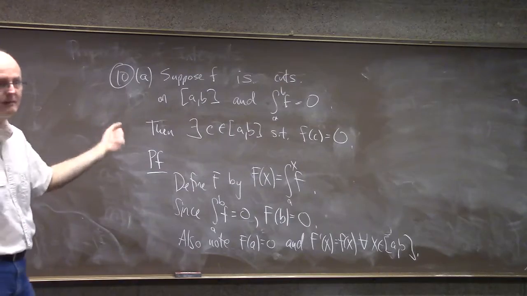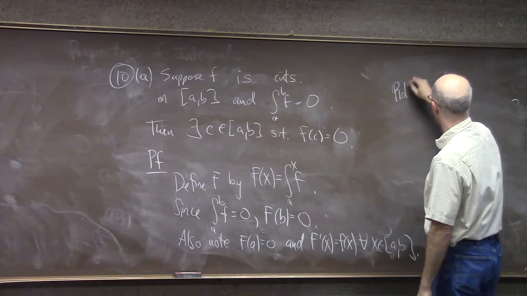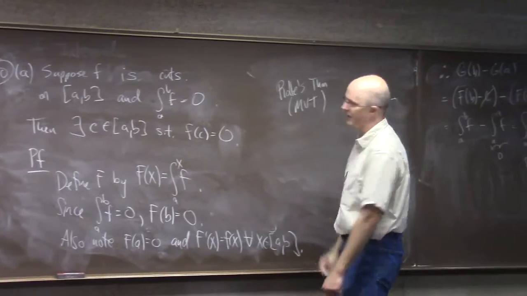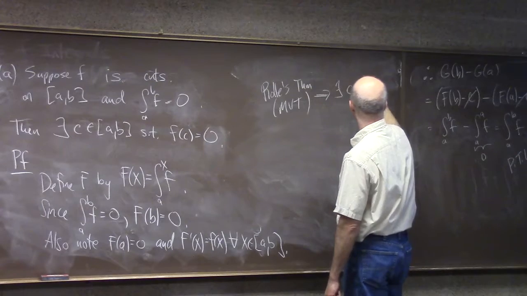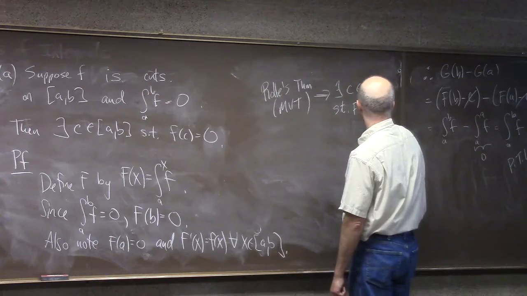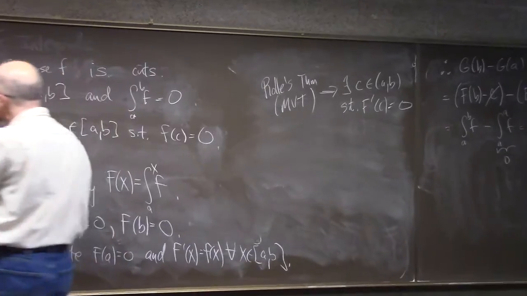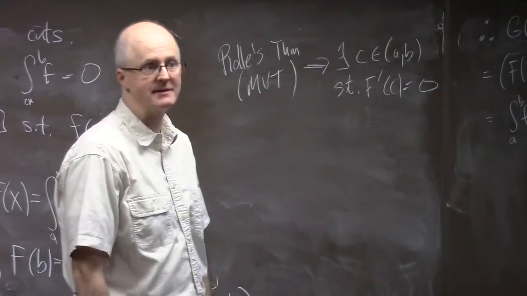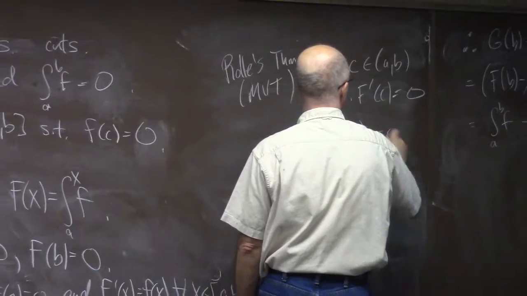Rolle's theorem, or the mean value theorem, you could say, applied to capital F. Rolle's theorem, which is really a special case of the mean value theorem, so you could also call it the mean value theorem. It implies there exists a c in the open interval from a to b such that capital F prime of c is 0. But capital F prime, by the fundamental theorem of calculus, is little f.